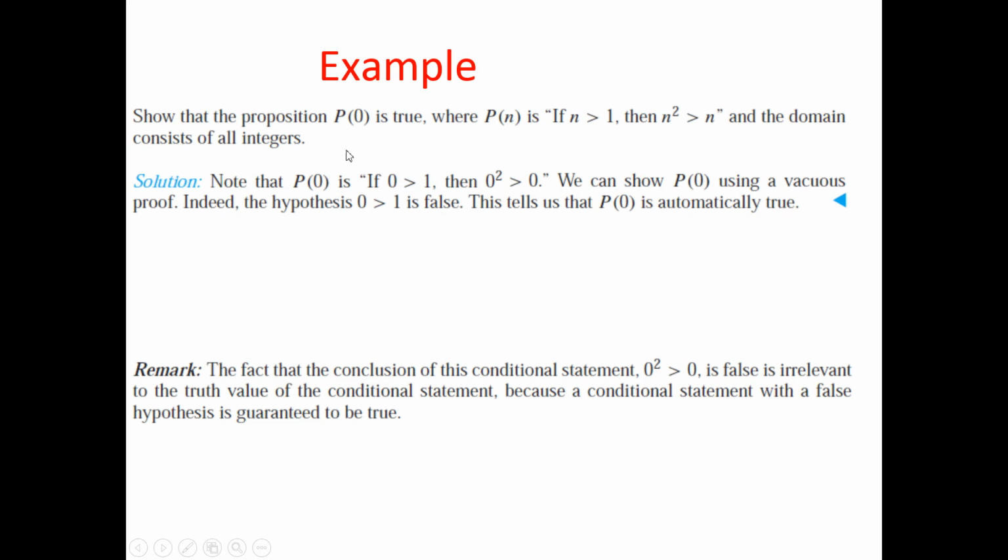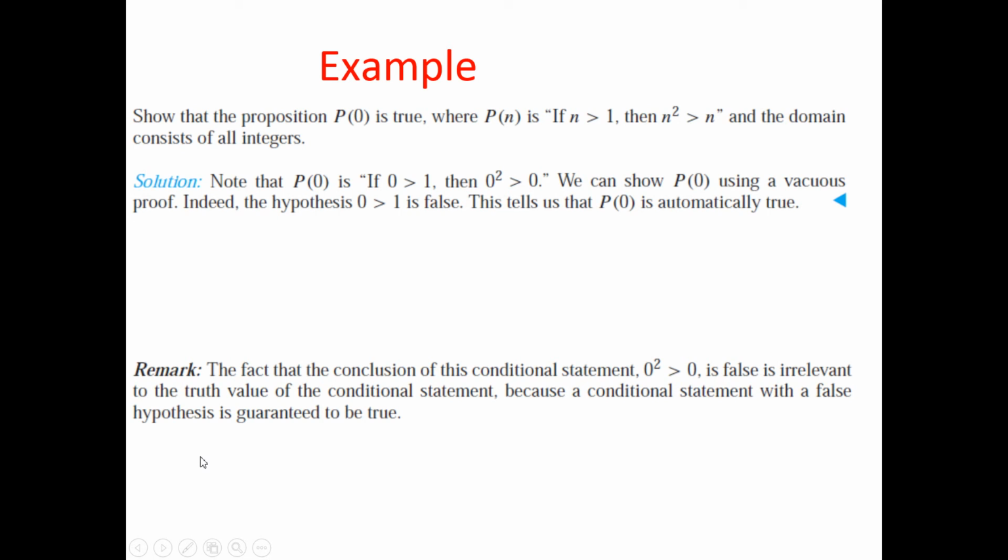Let's have an example of vacuous proof. Show that the proposition P(0) is true, where P(n) is: if n is greater than 1, then n² is greater than n, and the domain consists of all the integers. Now let's proceed with the solution. Note that P(0) is, replacing n by 0 in P(n): if 0 is greater than 1, then 0² is greater than 0. Now, since P is false in this case, since the hypothesis is false, by vacuous proof we can say that P(0) is automatically true.